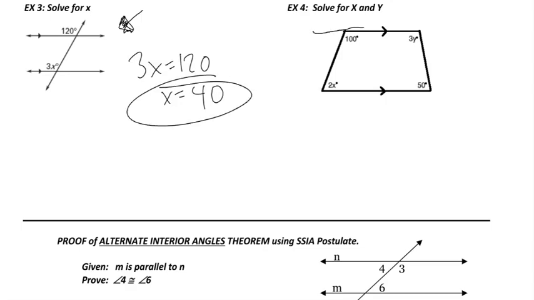Next one, if these are parallel, this is your transversal, and we ignored this stuff right here, what type of angles are these? Same side interior angles. So how do you solve that for x? Go ahead and do it.